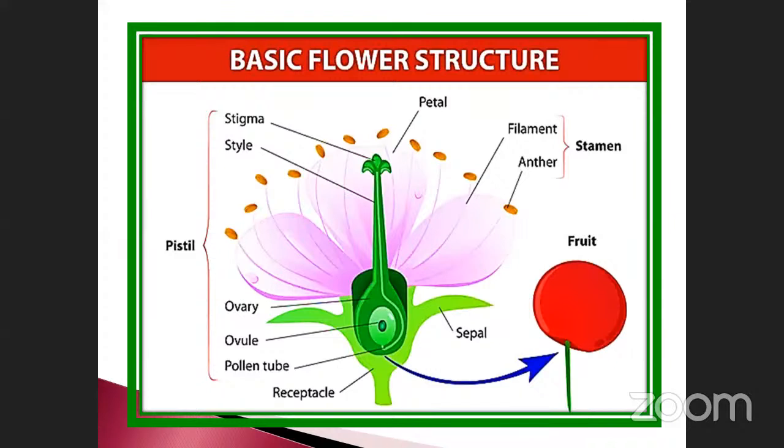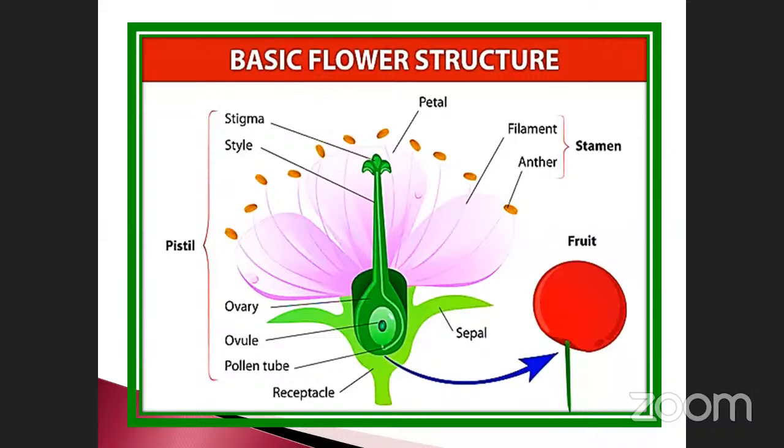These are the flower parts we already discussed. Once again, you can see it diagrammatically. Basic flower structures: receptacle, also called thalamus, and the pollen tube is also here. Then ovules and ovary. Collectively these are called the pistil.